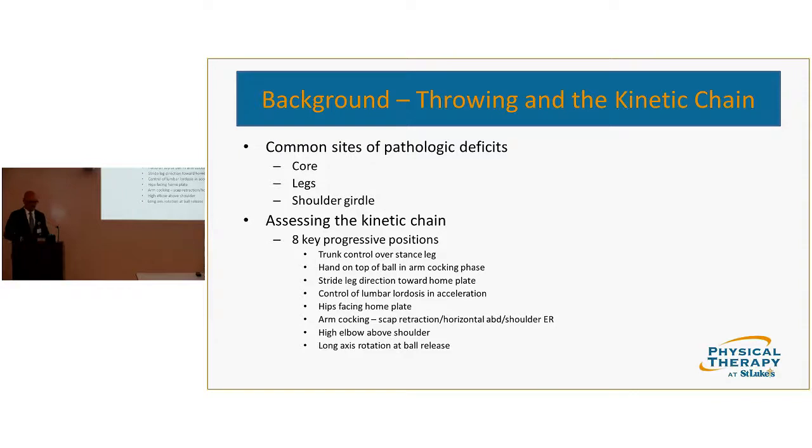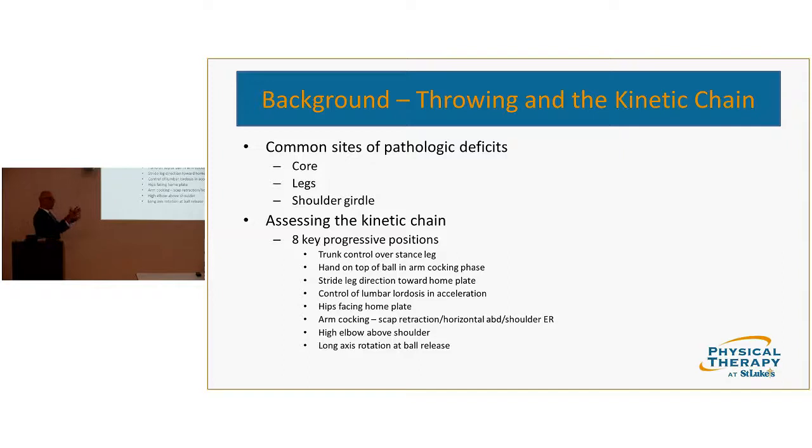Common sites of pathological deficits: core, legs, shoulder girdle. And when I talk about core and legs, you're really talking about just a flexibility and strength issue, not so much that they're having pain there, but shoulder girdle is primarily where they're going to have the pain. And obviously the scapula is of major importance.